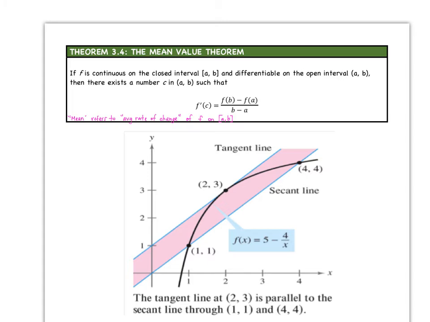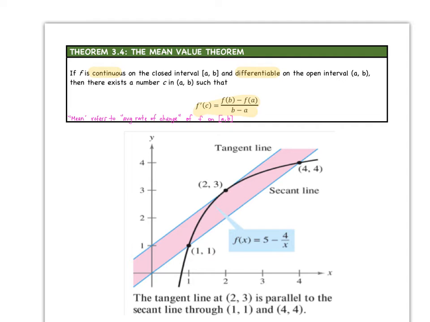This leads us to Theorem 3.4, the mean value theorem. So again, there's criteria to be met. If f is continuous on the closed interval and differentiable on the open interval, so it starts the same way as Rolle's theorem, then there exists a number C in that open interval such that f prime of C equals f of B minus f of A over B minus A. That part should look pretty familiar to you, that f of B minus f of A over B minus A, that's our slope formula, right?